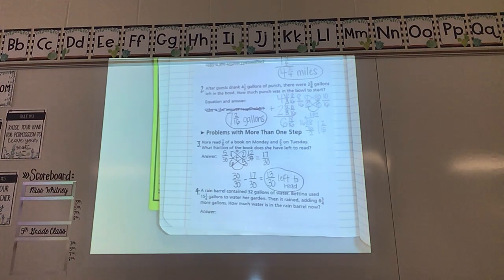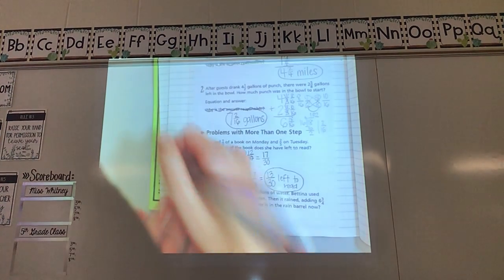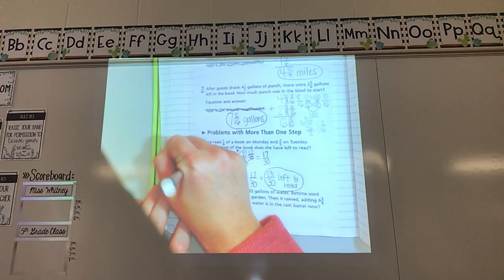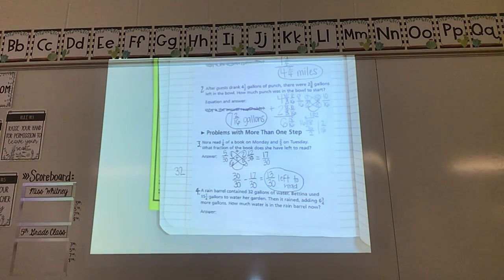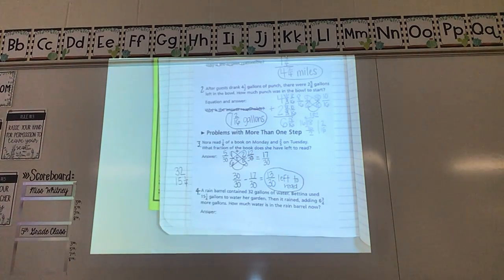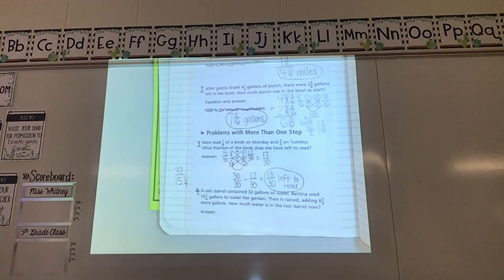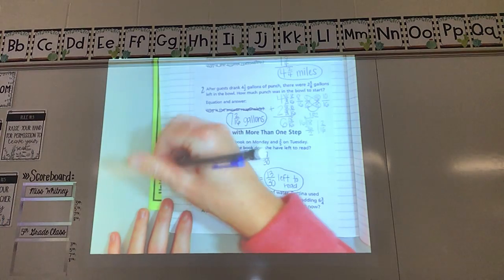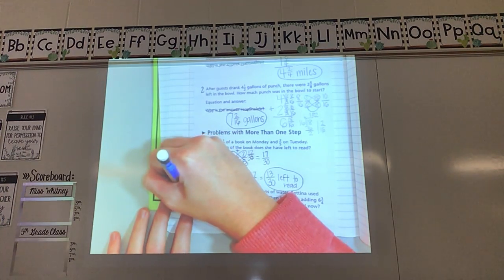A rain barrel contained 32 gallons of water. Bettina used 15 1/4 gallons to water her garden. Okay, so she had 32 gallons to start out with. And she used 15 1/4. What do you think I should do with those 2 numbers? If she had 32 and she used 15 1/4, I need to subtract those because she used it. That water is gone because she used it on her garden.